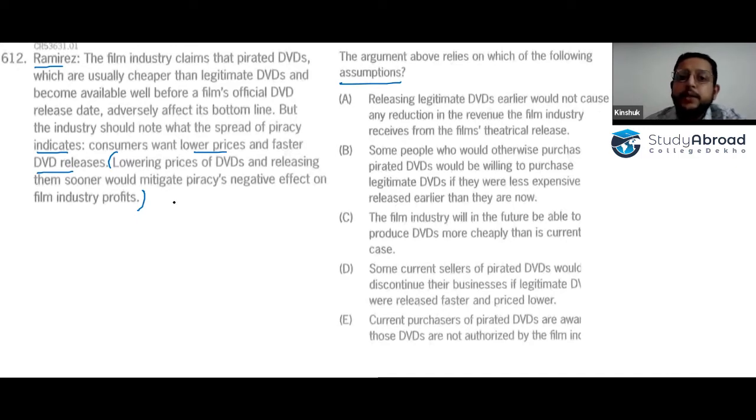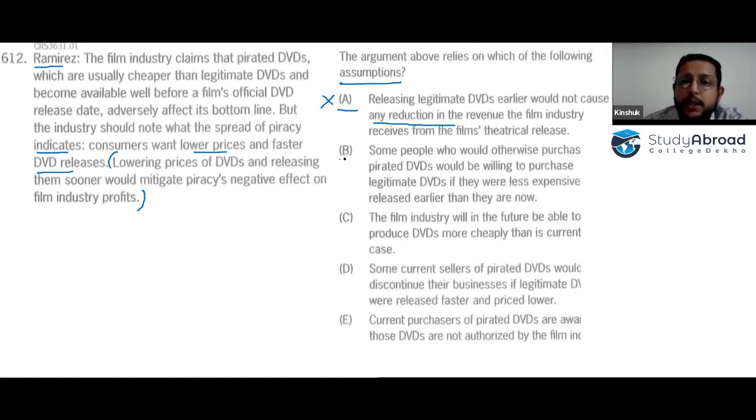So basically, we have to establish that piracy is because of consumers' demand for lower prices and faster DVD releases, right? On the other hand, answer choice A says that it is not going to cost them anything. It will not cause any reduction in the revenue, right? We are not looking here for any reduction in the revenue. That is not the connection that we are going for here, right? So of course they say that it will mitigate, but the assumption behind connecting your final conclusion is missing.